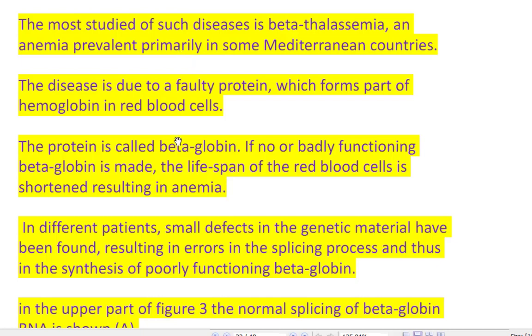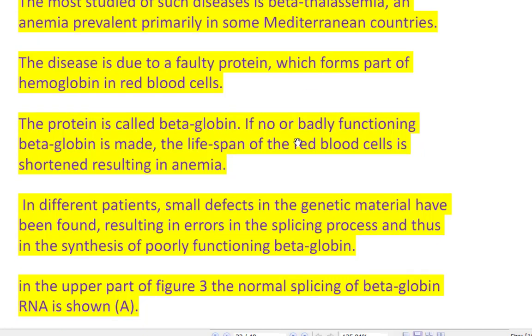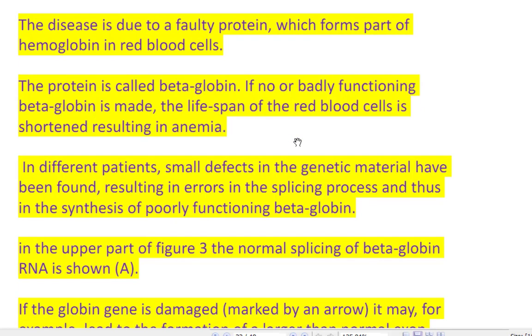Beta thalassemia, an anemia prevalent primarily in some Mediterranean countries. The disease is due to a faulty protein, which forms part of hemoglobin in red blood cells. The protein is called beta globin.